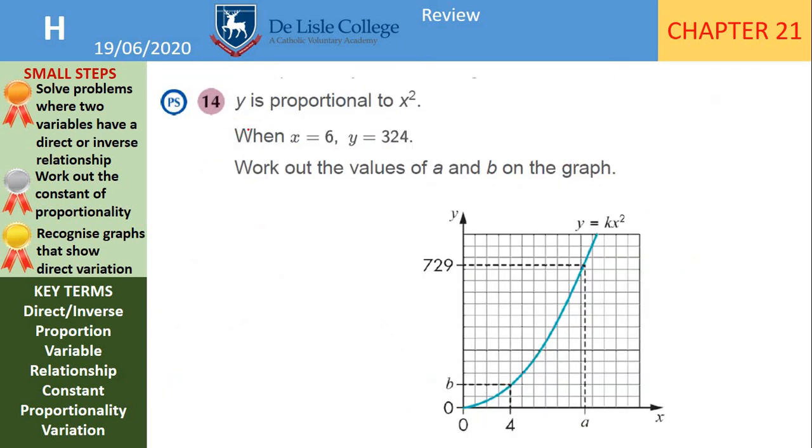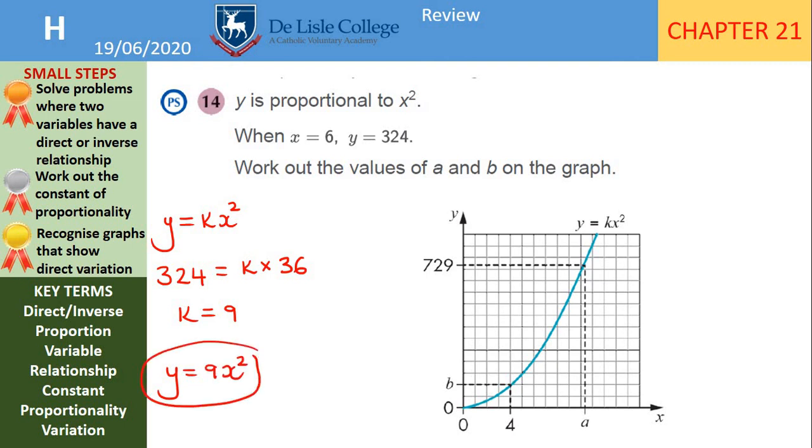Question 14. Y is proportional to x squared. So I've got y equals kx squared here. When x equals 6, y equals 324. So I'm going to replace y with 324 and x with 6. 6 6s are 36. So 324 divided by 36 gives me that k is equal to 9. So my formula here is y equals 9x squared.